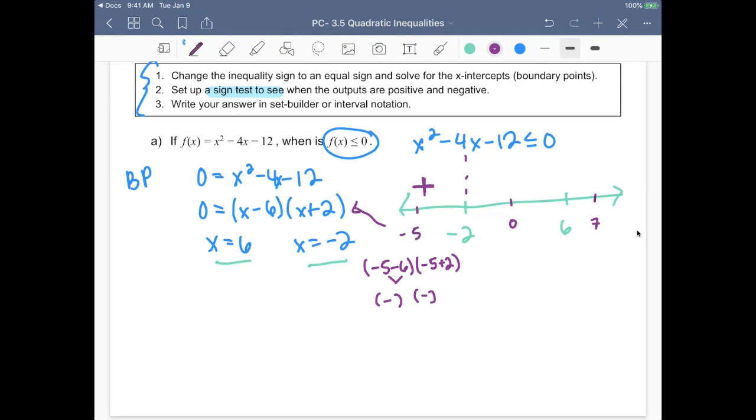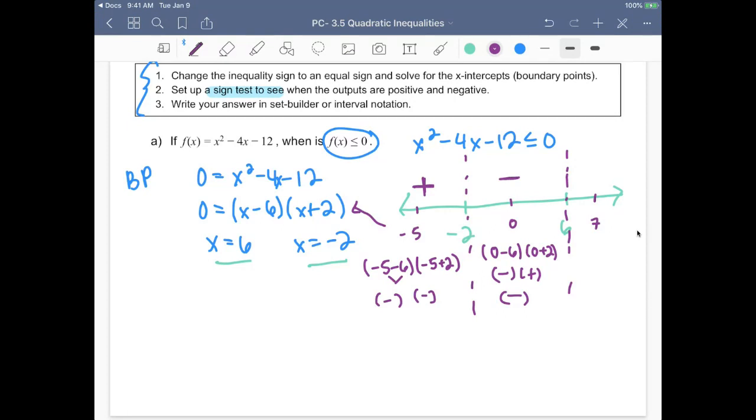Okay. The next place that we have to test is at 0. So again, I'm going to plug it into my factored form. Like 0 minus 6 times 0 plus 2. And we get 0 minus 6 is negative 6, which is a negative. And 0 plus 2 is a positive. So a negative times a positive will give you negative outputs. So in this section here, the outputs are going to be negative.